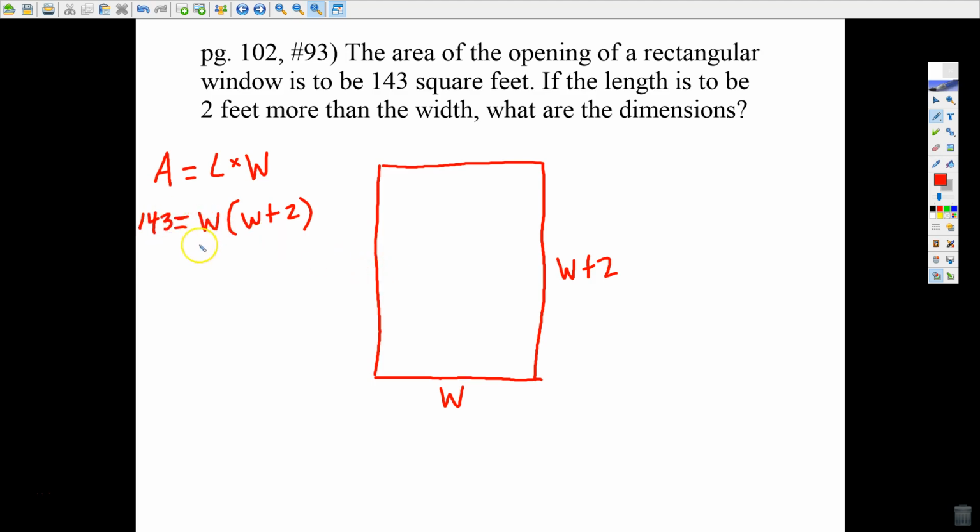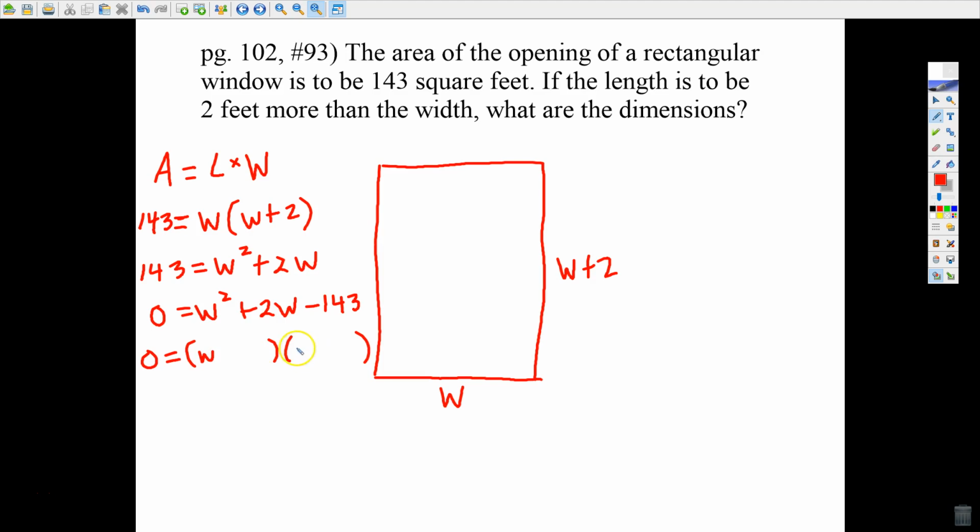Okay, so now I'm going to solve this, and so I need to distribute on this right side, W squared plus 2W. Set it equal to 0 so I can solve it. W squared plus 2W minus 143. It does factor, this quadratic trinomial factors as such.